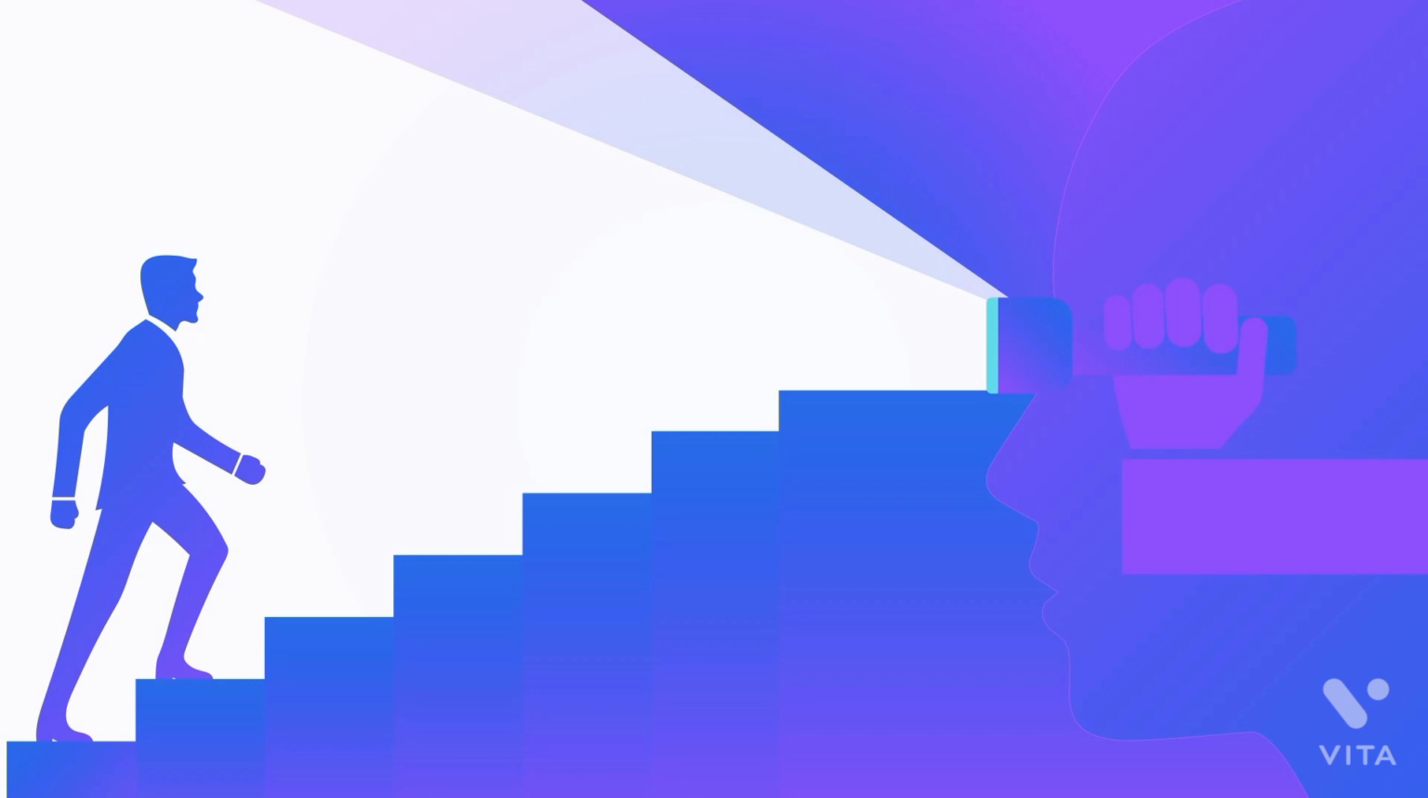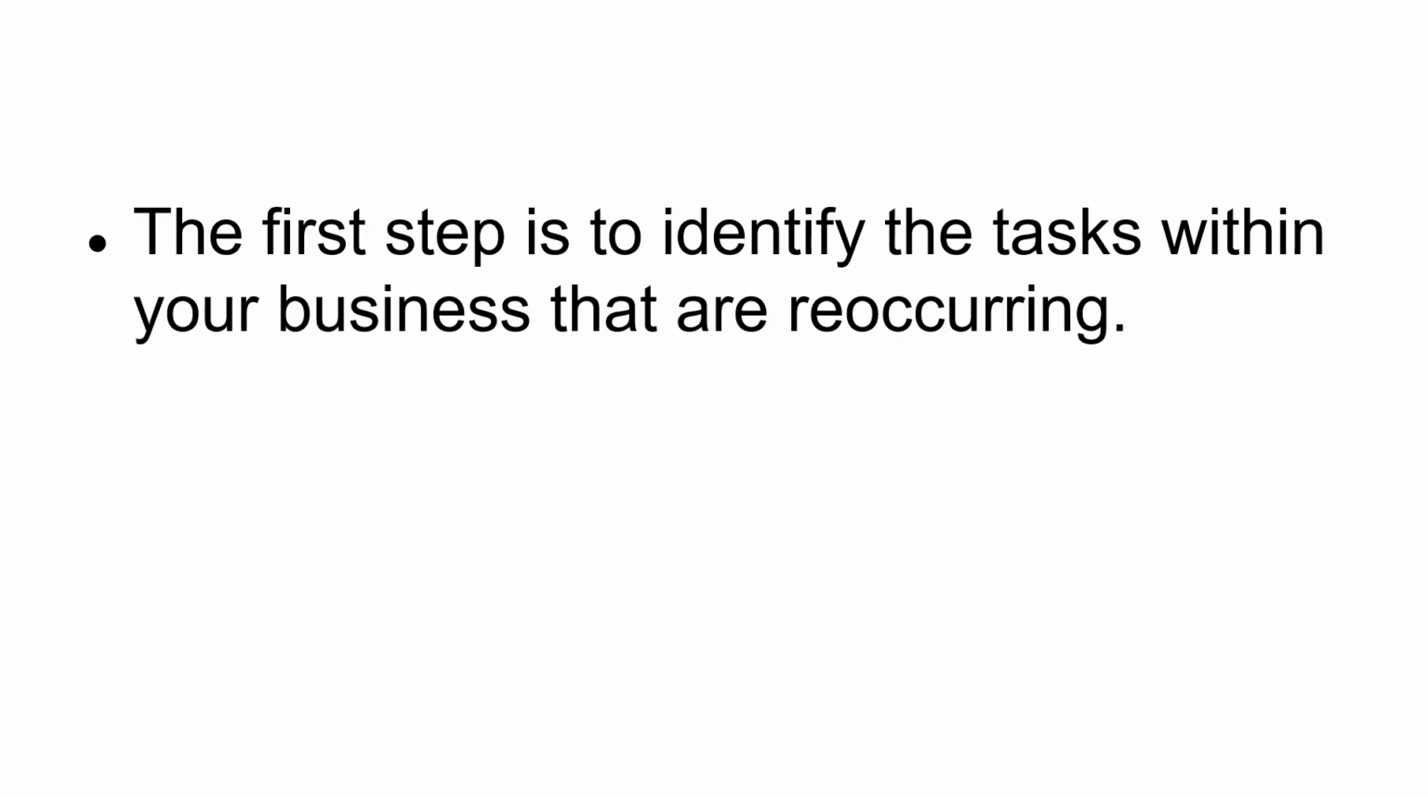Visualize your future. When you begin to think about your long game, it is essential to take the moment to visualize where you see your business heading. This can be in the next 6 months, year, or 5 years. You won't be able to begin systemizing your business and moving it forward until you can establish the direction that you're headed. Identify your processes. Your first step is to identify the tasks within your business that are reoccurring.